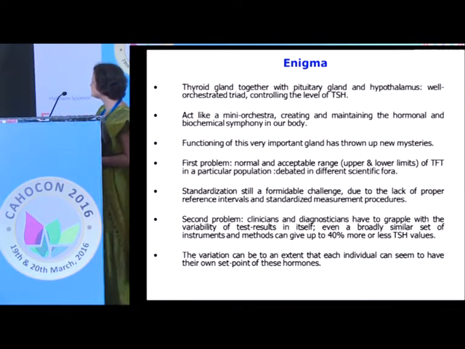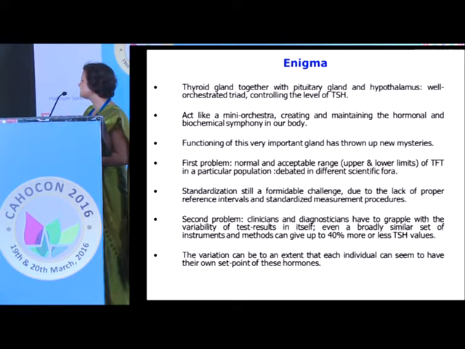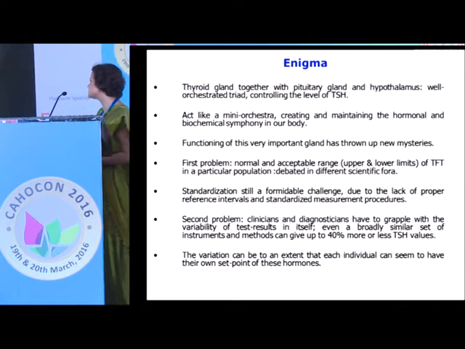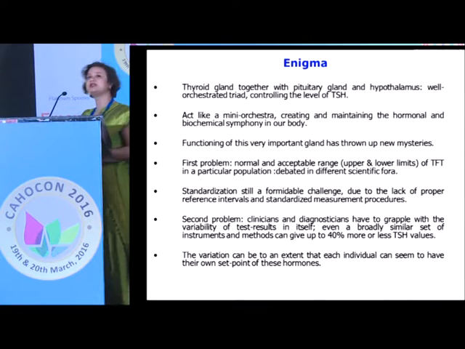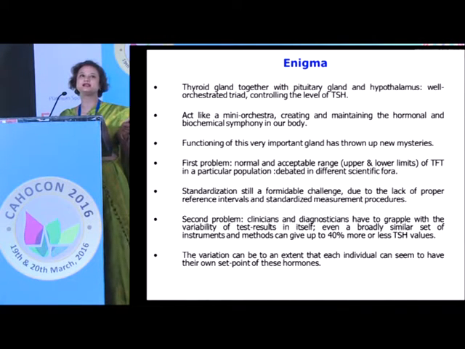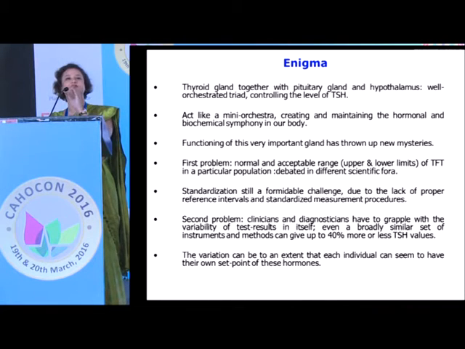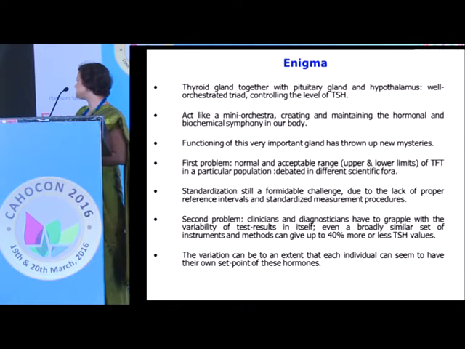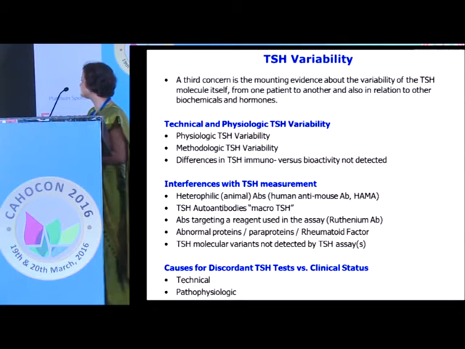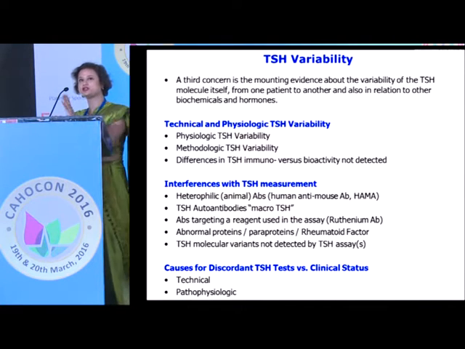Second, standardization is still a formidable challenge due to lack of proper reference intervals. The clinician and diagnostician have to grapple with the variability of test results, because there may be 40% more or less TSH value. One single report from 2 different labs by 2 different methods can give 40% variation. The variation can be to the extent that each individual can seem to have their own set point of these hormones. So why these types of variation?